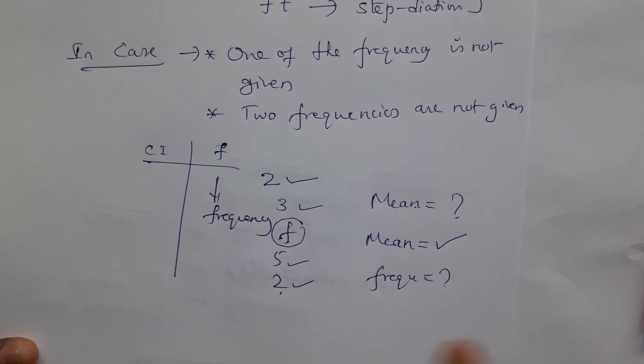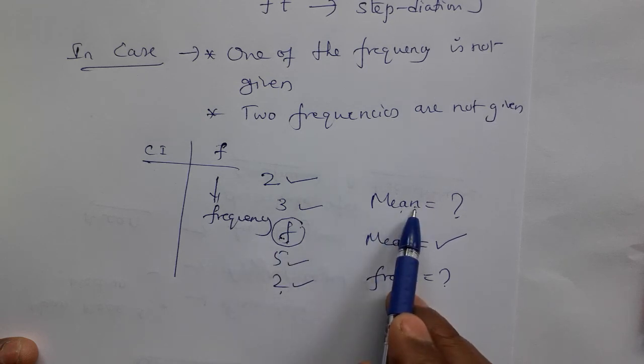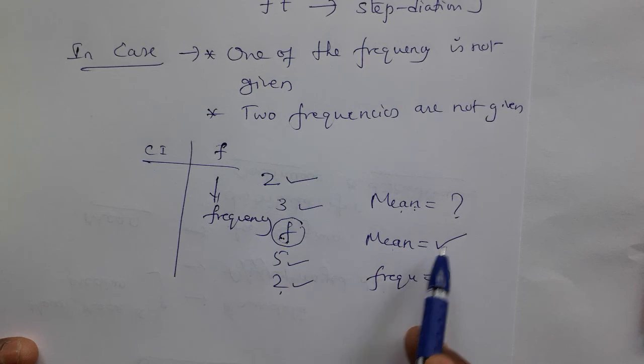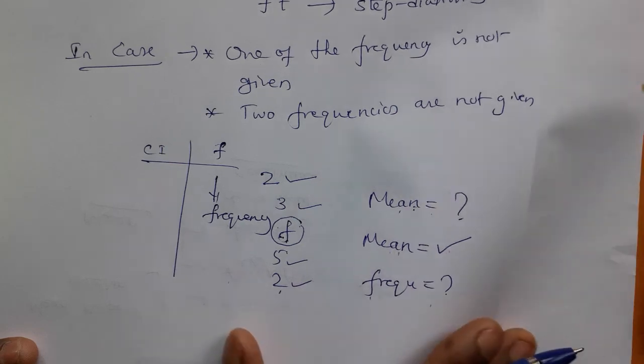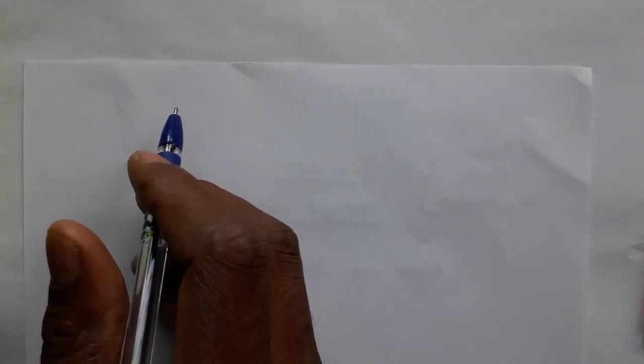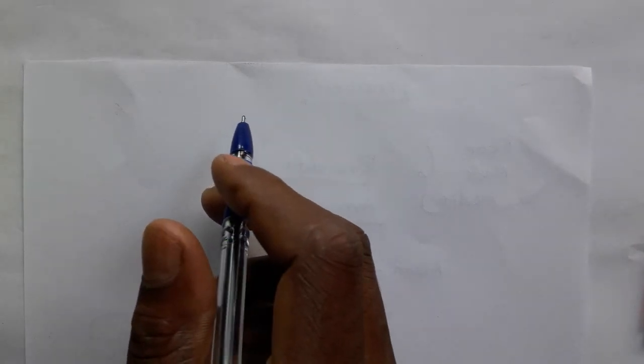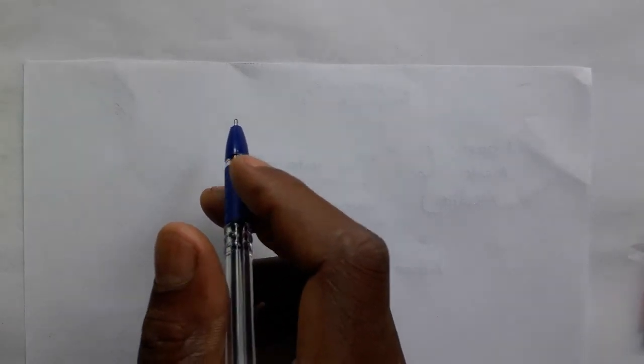If they give me the frequency, we find the mean. If a frequency is unknown, we cannot find the mean. So in such cases, the mean they'll give, and the frequency we have to find. If the frequency is given, we find the mean. If the mean is given, we find the frequency. Let us see those kinds of problems in today's class. This is also a very important problem, and in most board examination papers we would see these types of problems. Let us take one example regarding that.